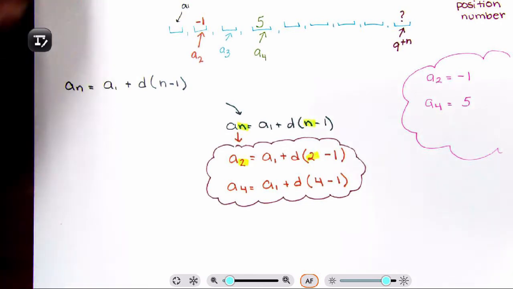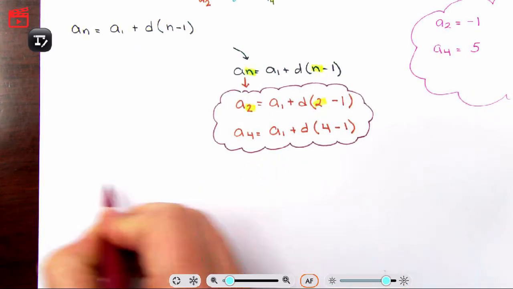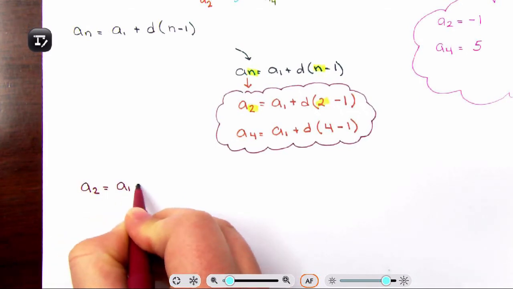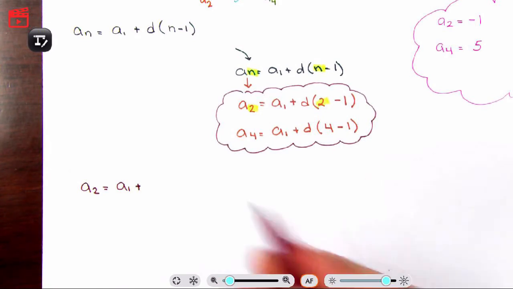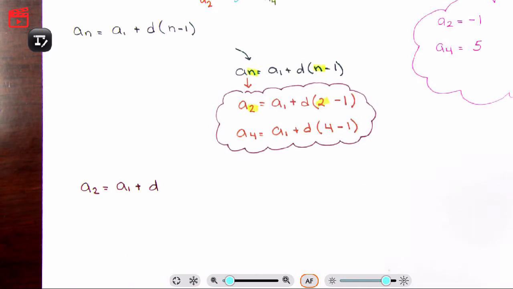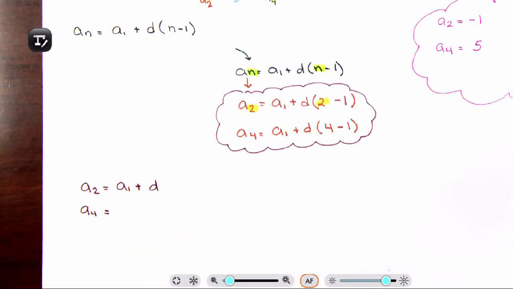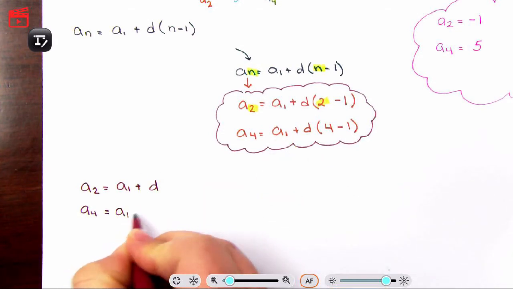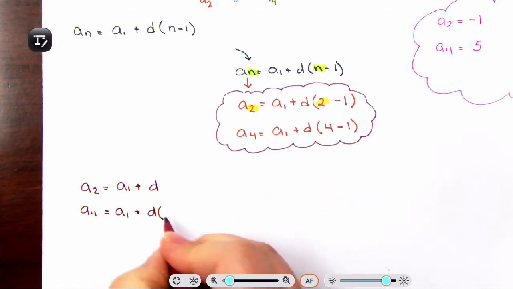So before I start eliminating things, you're going to make sure to simplify this, distribute if you have to. So for the first equation, I'm going to write that here. I have a sub 2 is equal to a sub 1 plus, and I'm going to simplify the parentheses. 2 minus 1 is 1. 1 times d is d. For my secondary equation, I have a sub 4 is equal to a sub 1 plus d times 4 minus 1 is 3.